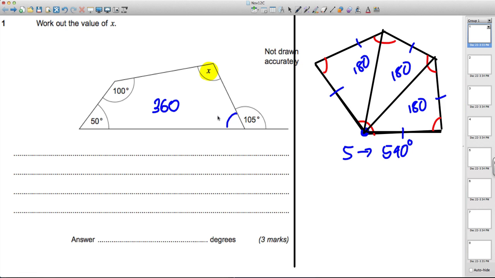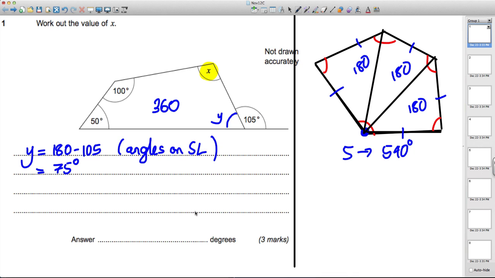What's this angle here? Well, if we call that angle y, we could say that y is equal to 180 subtract 105, which is equal to 75 degrees. And the reason is because angles on a straight line add to 180. And then you know that all of these angles, this one, this one, this one, and this one, which we now know is 75, must add to 360. So therefore x must be 360 subtract 100, subtract 50, and subtract 75.